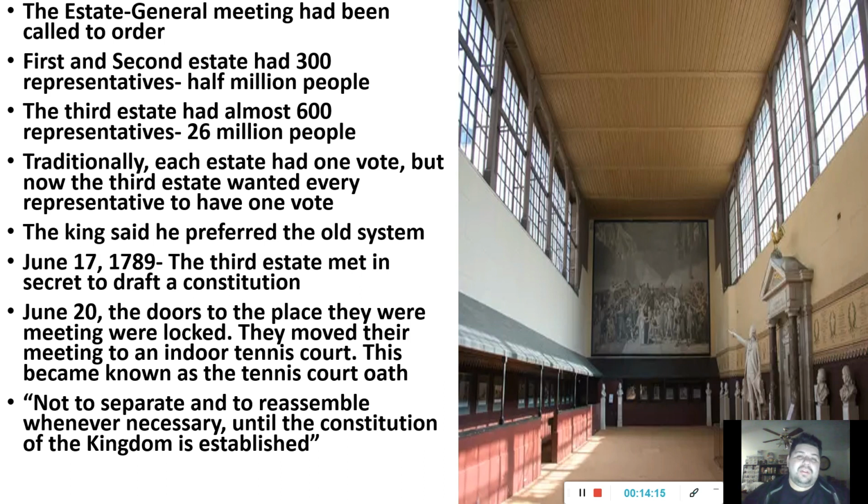But this is the oath that they decided to take. They agreed basically not to separate and to reassemble whenever necessary until the constitution of the kingdom is established. So, the army or whoever can come in and make us go home and do this and that, but until the constitution is made, we are going to get together and we're going to finish this thing. That's the Tennis Court Oath.